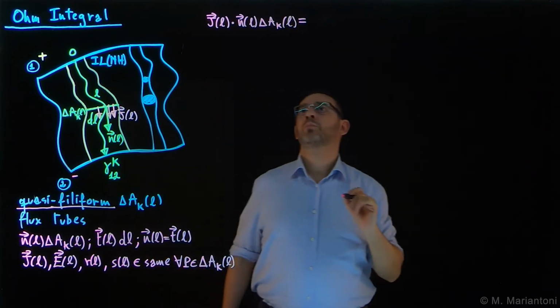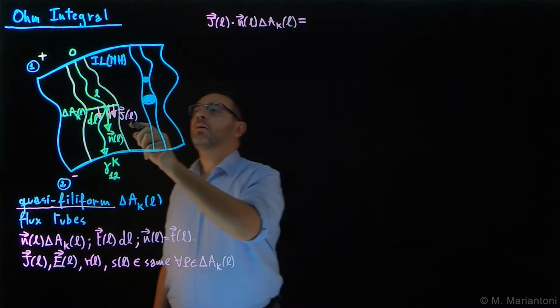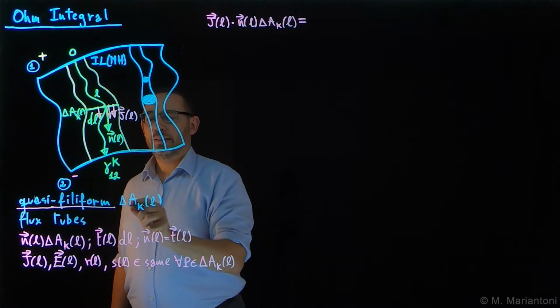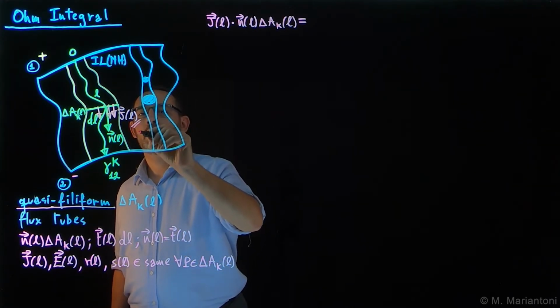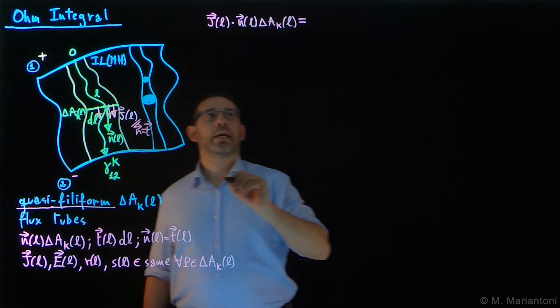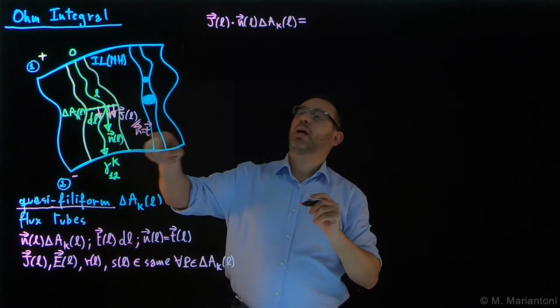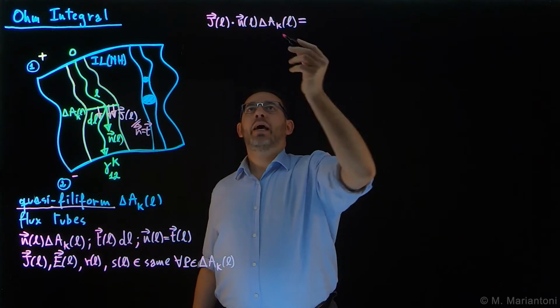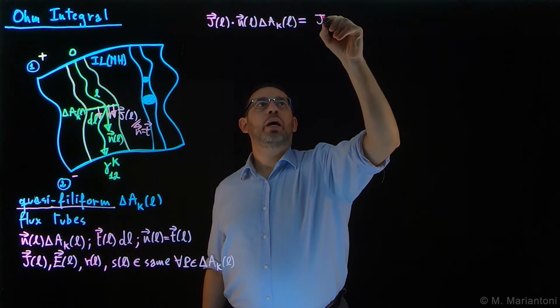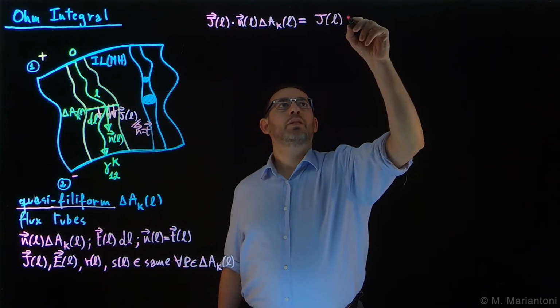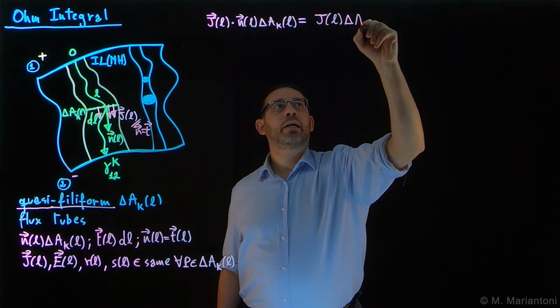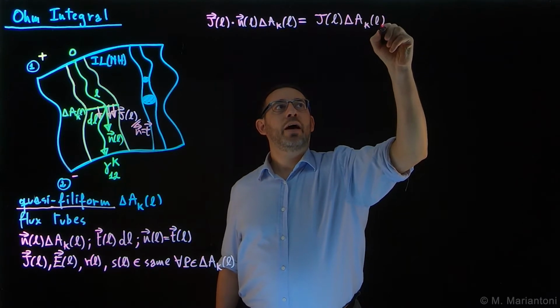Note that J and N(L) are parallel to each other. And N and T are the same, not L, I mean T. So J is parallel to N, which is the same as T. So J dot N obviously just gives me J at position L, multiplied by the area delta A_k(L), which again can vary.